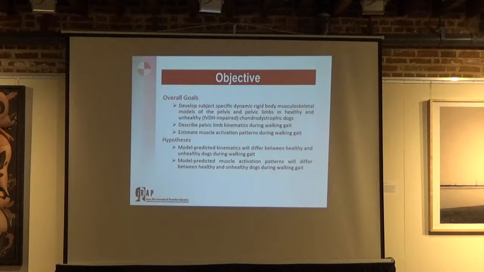The goals of this study are to develop subject-specific dynamic rigid body musculoskeletal computer models of the pelvis and pelvic limbs in a healthy dog and a dog with IVDH, in particular in a chondrodystrophic breed. Also to describe pelvic limb kinematics during walking gait and estimate muscle activation patterns during walking gait. It's hypothesized that model predicted kinematics will differ between the healthy and unhealthy dogs during gait, and additionally muscle activation patterns will also differ.